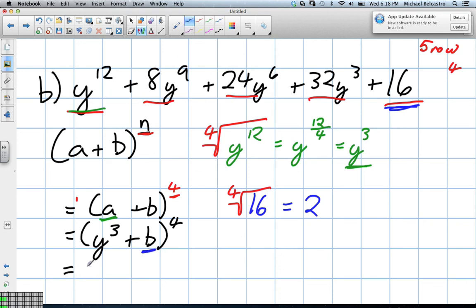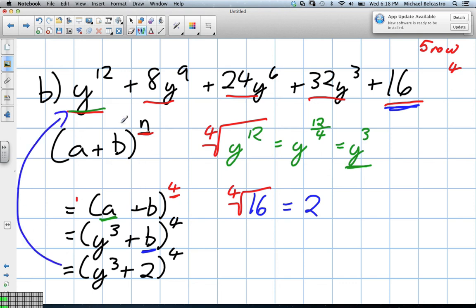So the factored form of this is y cubed plus 2 to the power of 4. Okay? And if we were to expand this, which would take quite a bit, or of course we could use our Pascal's triangle to expand it, we would end up here with our 5 terms in the 5th row to the 4th exponent. Okay? So that's the factored form of that binomial.